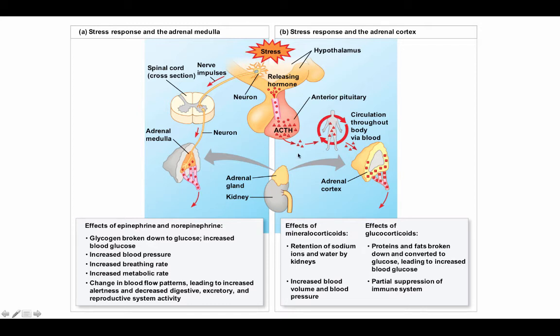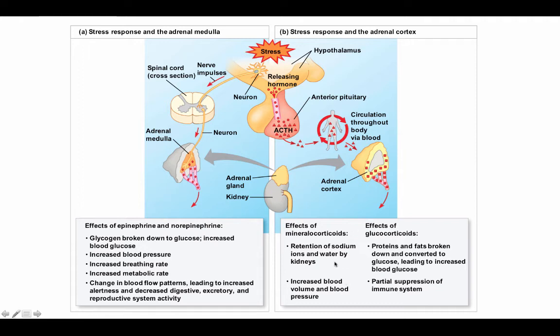If we think about the other side of this, the more endocrine side, so remember that the adrenal cortex is derived from glandular epithelium. It's going to be activated in a different way. The hypothalamus is going to release ACTH releasing hormone to the anterior pituitary. So the adrenocorticotropic hormone that's going to be released from the anterior pituitary is then going to be released to the circulation, go around to all the body tissues. The ones that arrive at the adrenal cortex are going to stimulate the production of these mineralocorticoids and glucocorticoids.